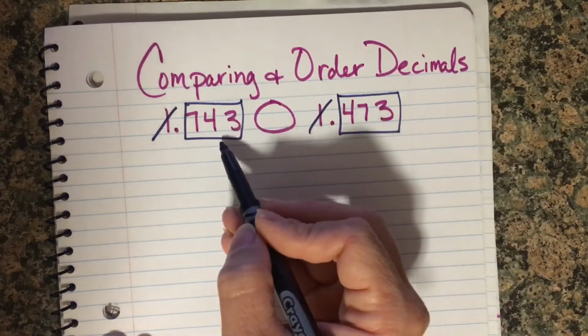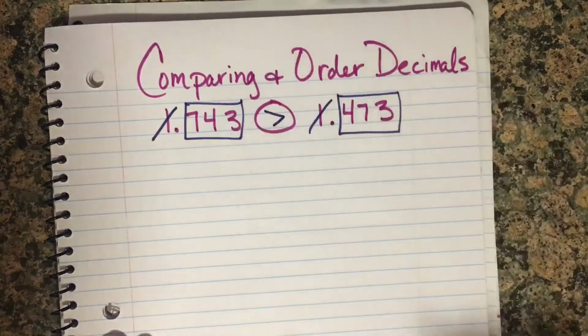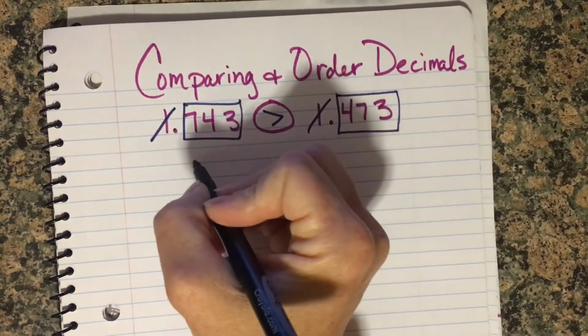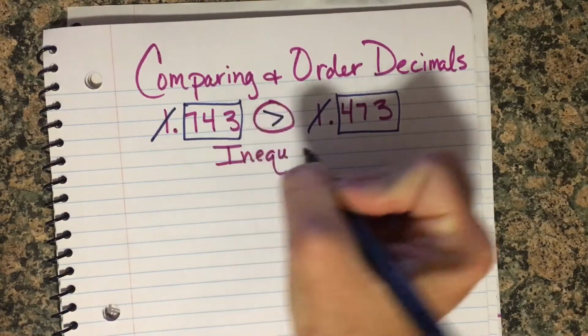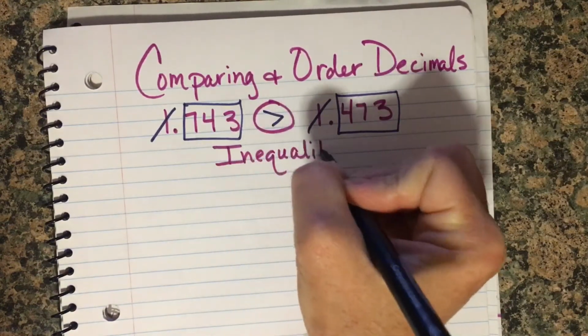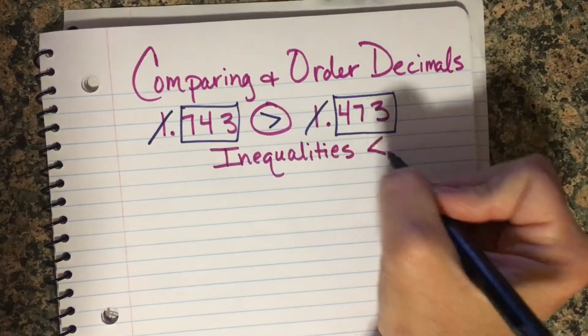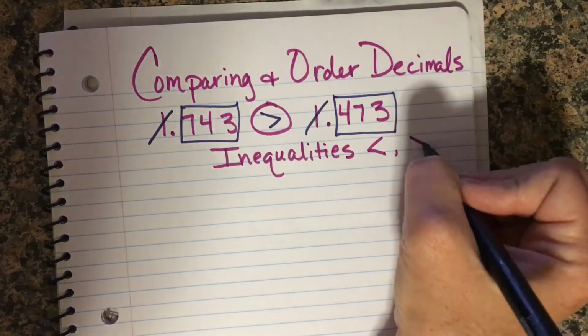So if you just focus at what's coming after, obviously 743 is going to be greater, and it's really easy to determine this one. These are called inequalities, and you'll see this word again next year in middle school. Inequalities is just a way of saying greater than or less than problems.